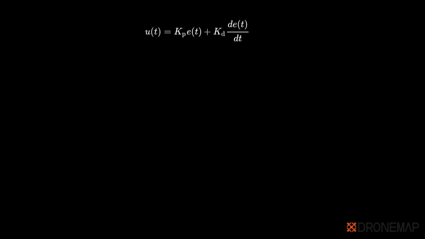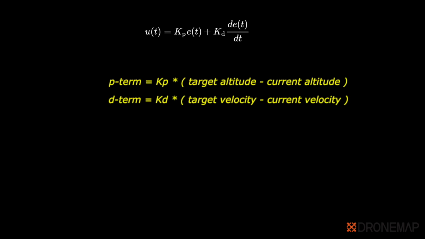The P term is target altitude minus current altitude, multiplied by the Kp parameter. The D term is target velocity minus current velocity, multiplied by the Kd parameter. In hovering drones, the target altitude is 1 meter and the target velocity is 0 meters per second.